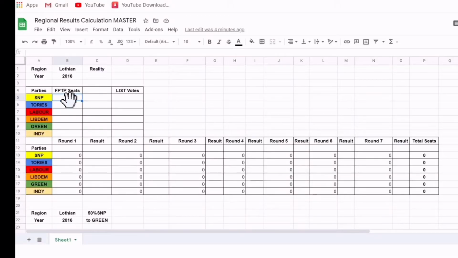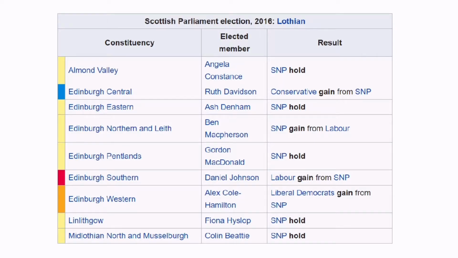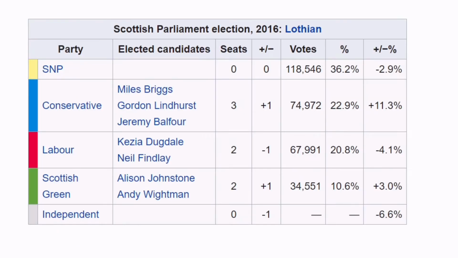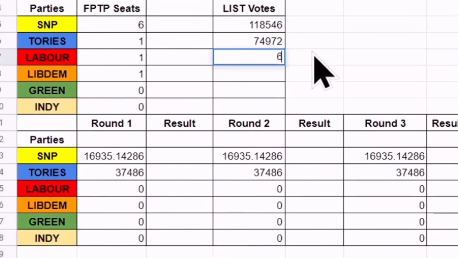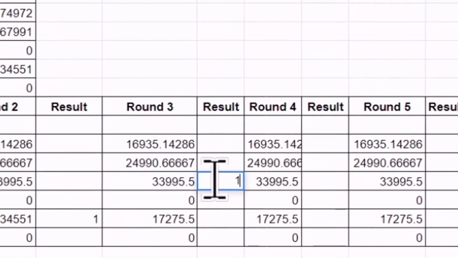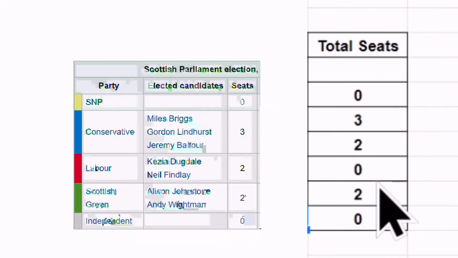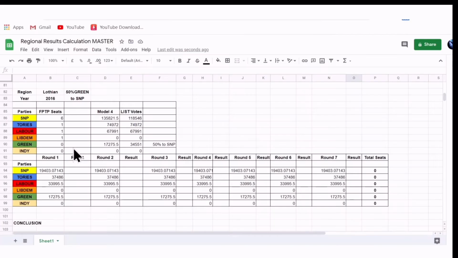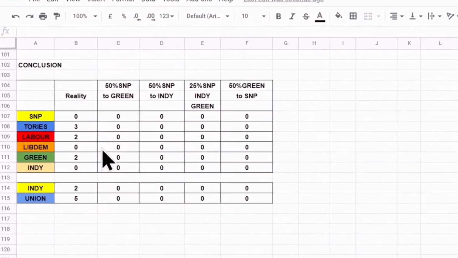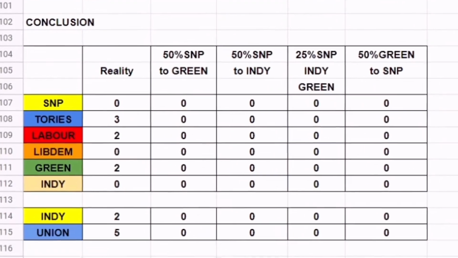With a custom-built spreadsheet and data from reliable sources on the internet, we crunched the numbers over 7 rounds of the D'Hondt calculation in the Scottish regional list elections. We then put the same data through 5 different voting models and came out with interesting results. Now we can make an informed decision.